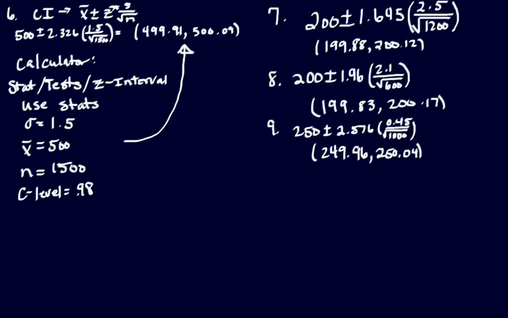Number 7 would be 199.88 to 200.12, 199.83 to 200.17 for 8, and 9 is 249.96 to 250.04.